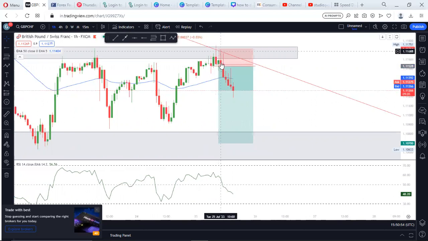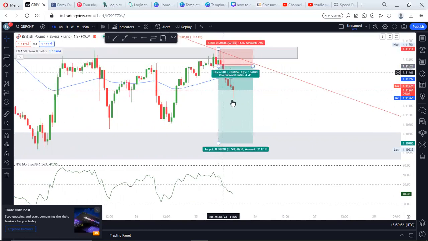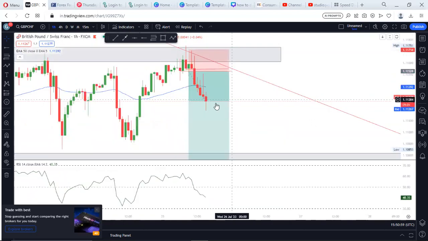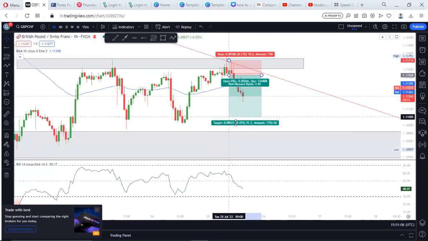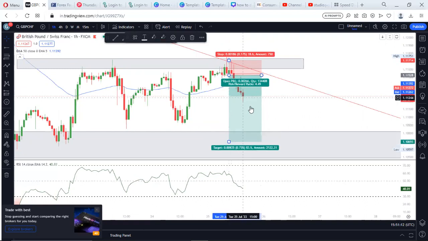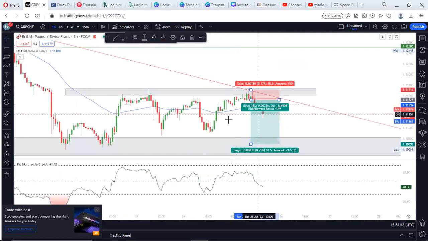The market went up, came down, and then started moving in my direction. So currently, I'm still in profit. I'm expecting the market to get down to this place at least. But if it gives me a reason to exit from this place, I will exit. But for now, I'm still in on the trade.